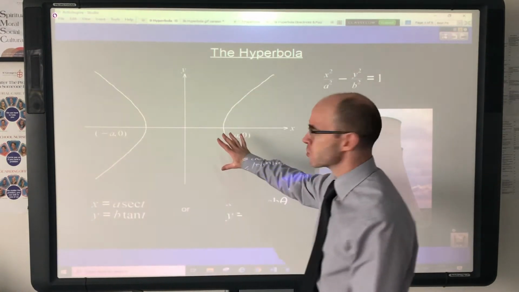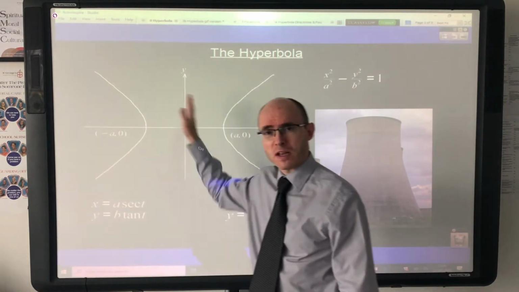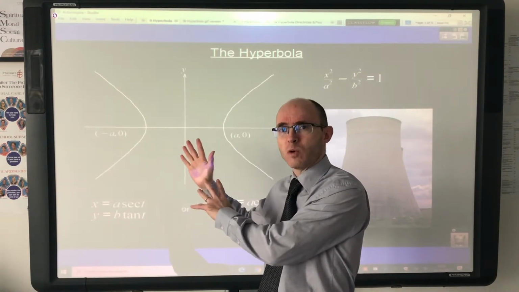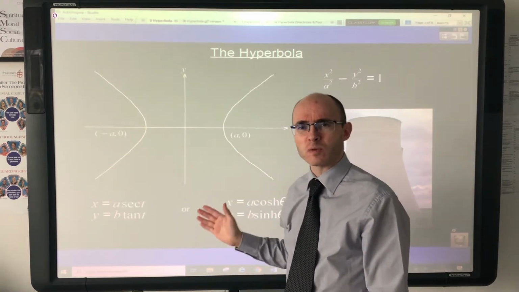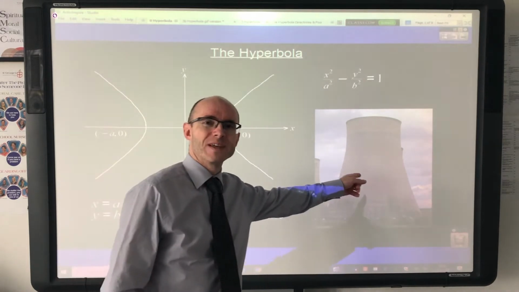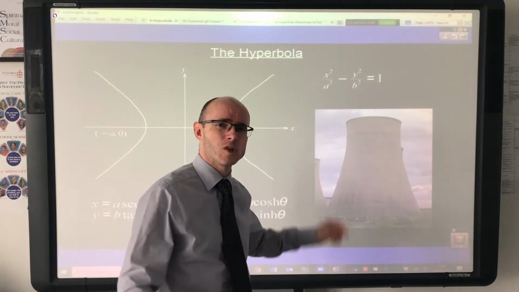If you have a look at the actual graph of a hyperbola, there are two branches to it, both here and here, symmetrical about the y-axis. And if you rotate the whole of this shape, the whole curve, around the y-axis, 2 pi radians, 360 degrees, you end up with what's called a hyperboloid. And that is the shape that these wonderful buildings here make. I actually took that photograph myself. That comes from Nottingham, just in case you are wondering.